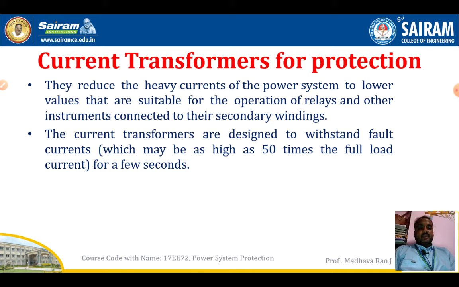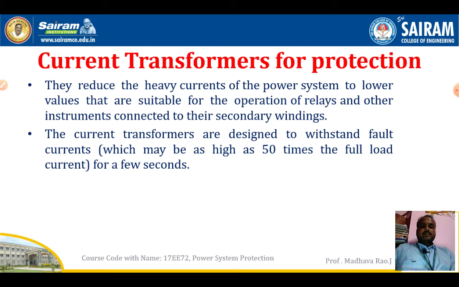So how much current can the current transformer withstand? 50 times of rated current, 50 times of full load current. The current transformers are designed to withstand 50 times the full load current, that is rated current, for a few seconds. So after that, what will happen? The current transformer secondary winding has relays and other instruments, those relays will excite and open the circuit.